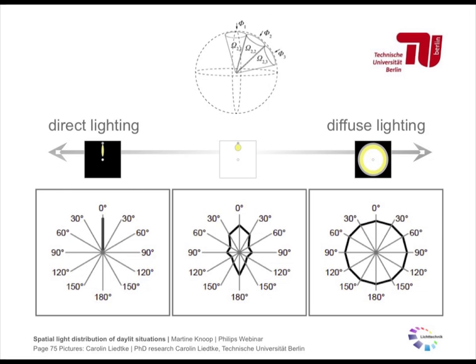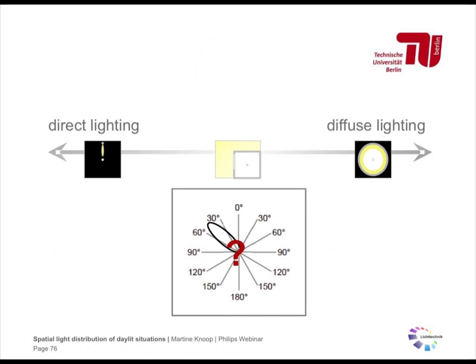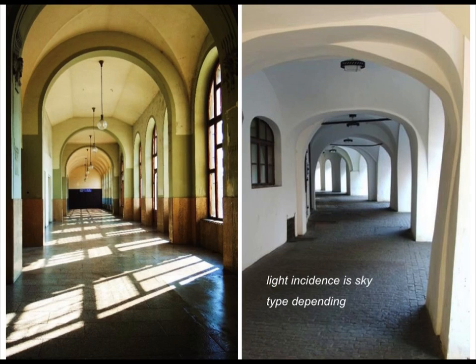This, of course, is something that we need to do for daylighting as well. This is what we are working on at the moment. What we see is that we can describe daylight by means of a directional component with a diffuse component. And of course, this will change for different sky types. So it's very sky type depending.